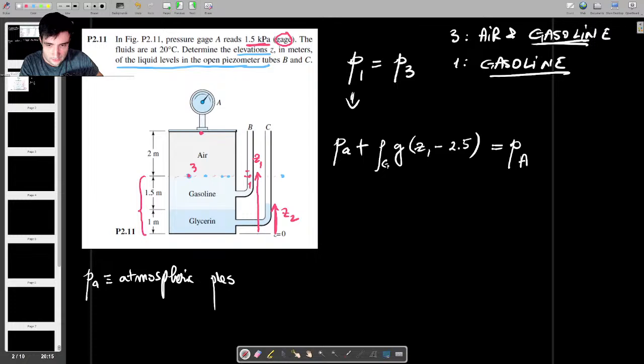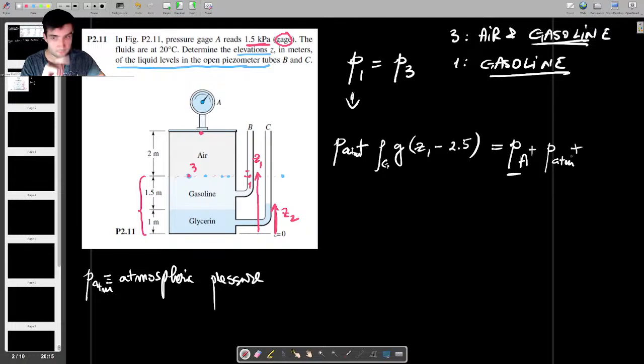So if I'm using lowercase, it's atmospheric. If it's capital, it's the pressure at point A, right? Now the pressure at A is given in gauge, so I'm working in absolute pressures here. If I want the absolute pressure at A, I just take this 1.5 and I add the atmospheric. Actually, let me just call it ATM, I think that's probably better. Yeah, ATM, atmospheric pressure, right?